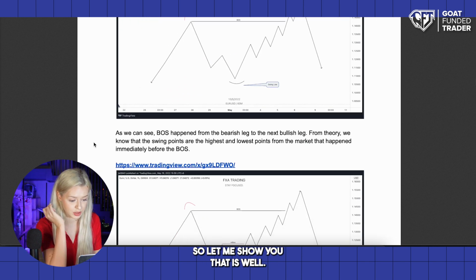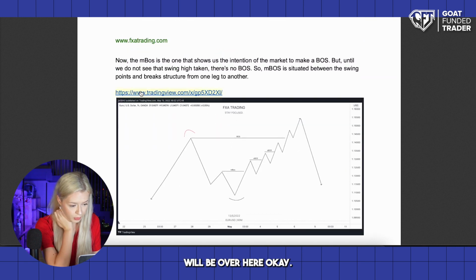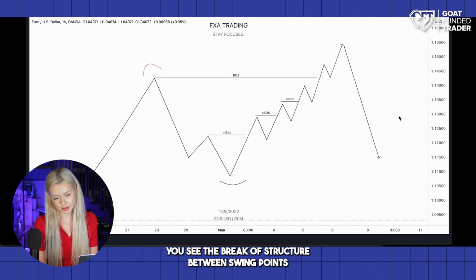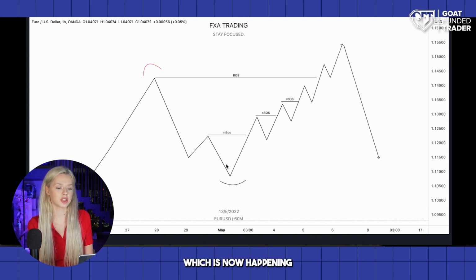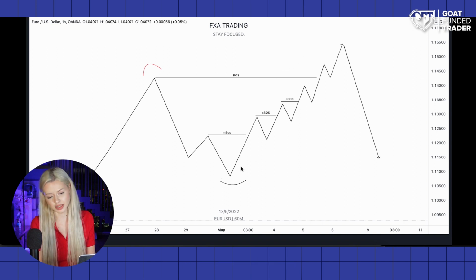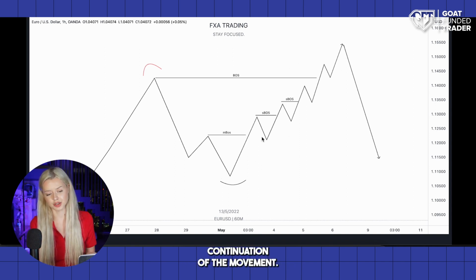So let me show you that as well. Where did I put it? Okay, over here. You see the break of structure between swing points. This is the minor break of structure between these legs, the bearish and bullish leg, and the sub break of structure, which is happening inside this bullish leg, just shows us the continuation of the movement.